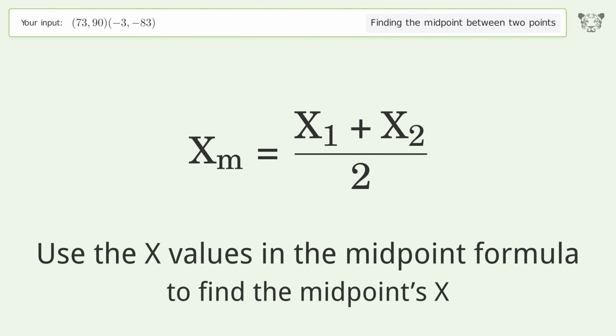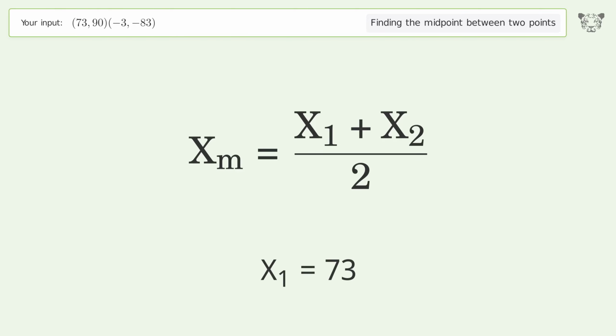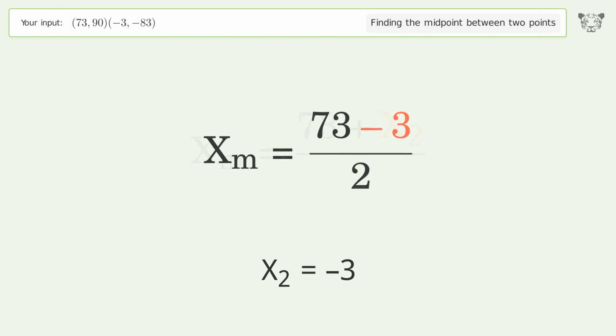Use the x values in the midpoint formula to find the midpoint's x. x1 equals 73. x2 equals -3. Simplify the arithmetic.